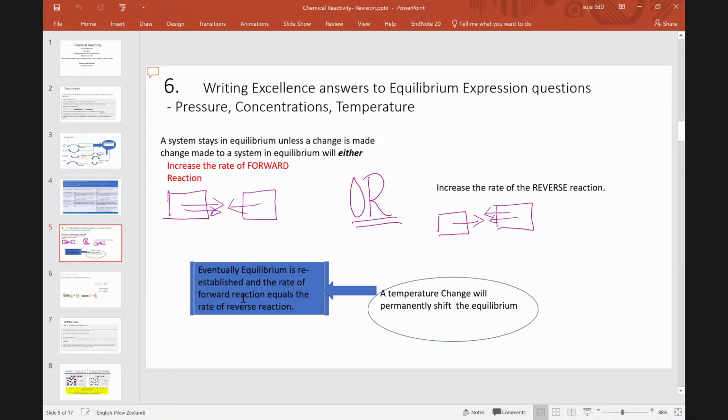This condition only changes if there is a change in temperature. If there is a change in temperature, either increase or decrease, there will be a permanent shift in the equilibrium. And this you have to keep in mind.